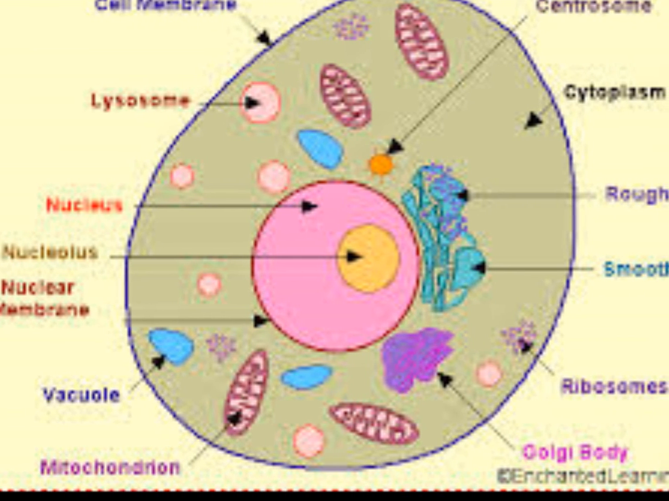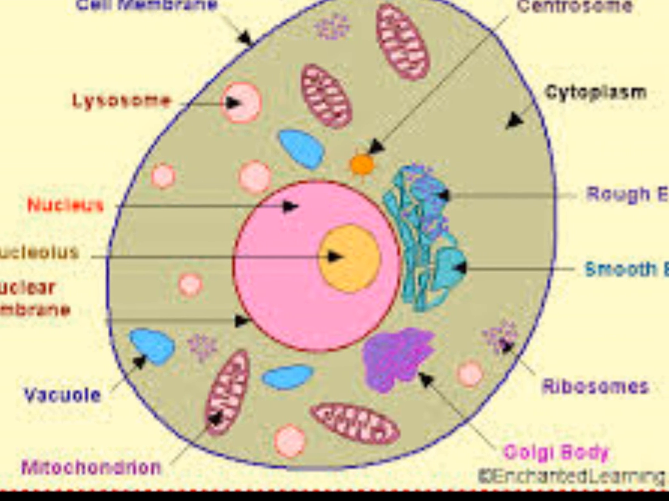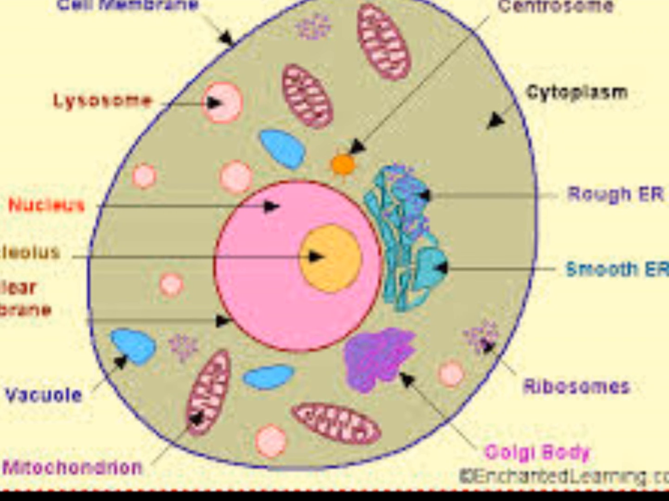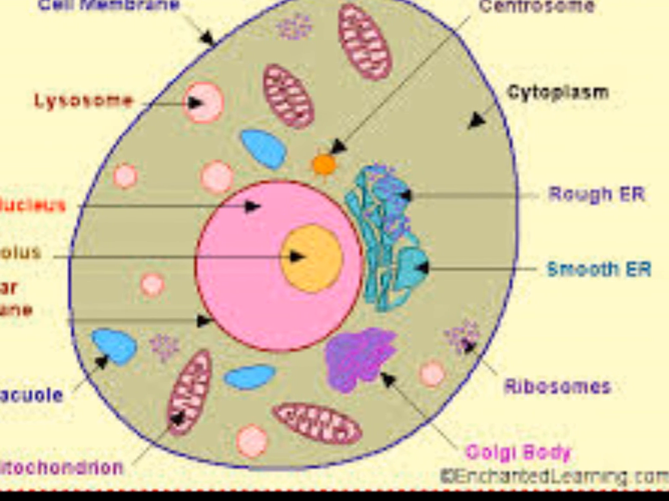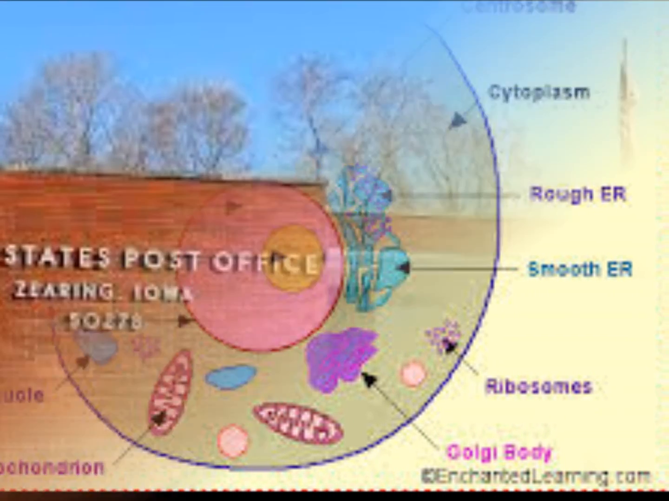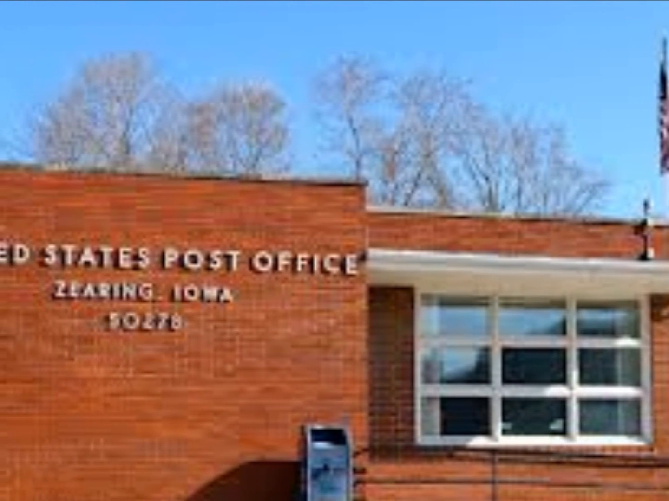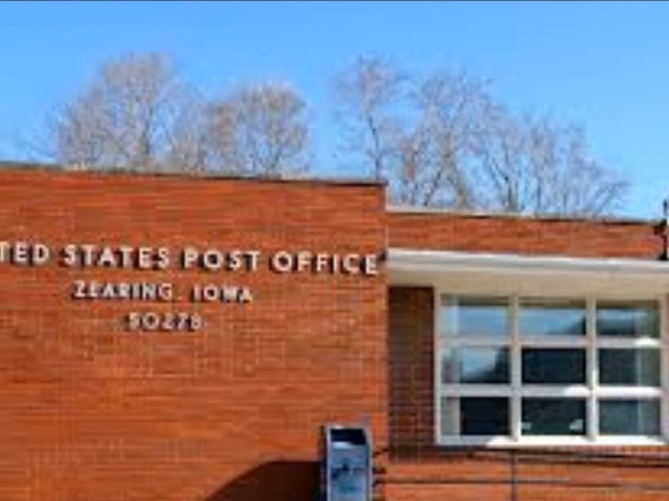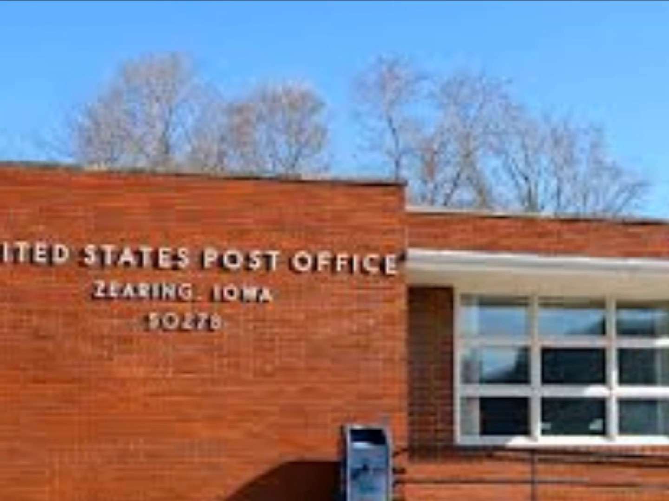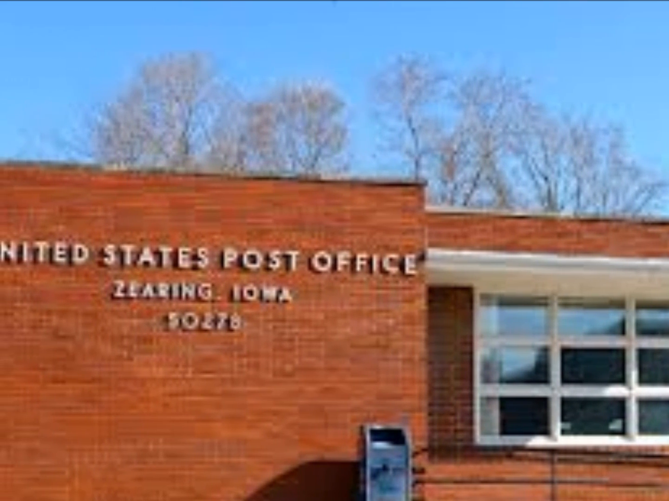Next, we have the Golgi apparatus. This organelle is responsible for packaging and shipping proteins to certain areas of the body. This organelle can be compared to the US Post Office. The Post Office is responsible for sorting and shipping packages to different cities and states throughout the country.